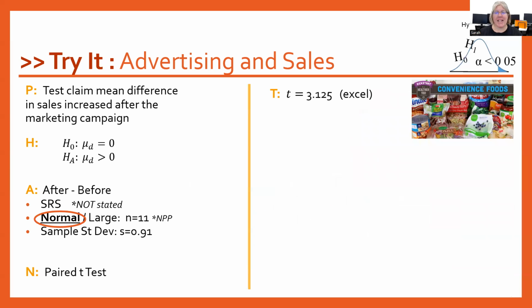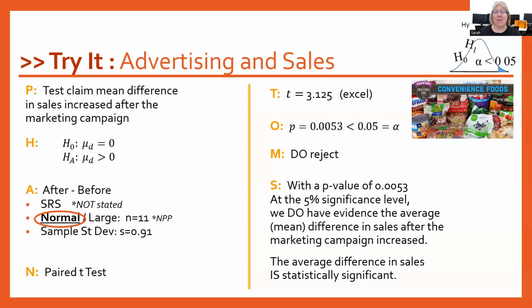The test statistic I got from Excel was 3.125. And so that gave me a p-value of 0.0053. So definitely less than our 5%, so we do reject. So with a p-value of 0.0053 at the 5% significance level, we do have evidence the average or mean difference in sales after the marketing campaign increased. So in other words, that average difference in sales is statistically significant.